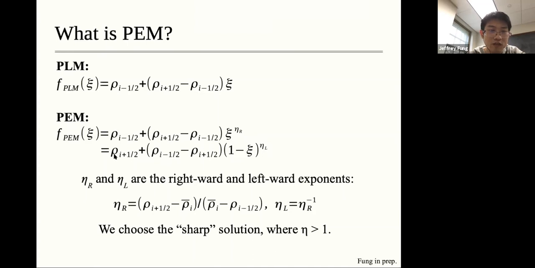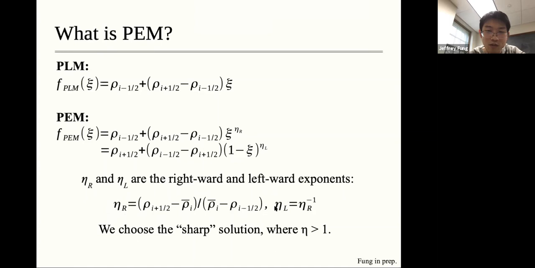You want to make sure that your solution will be the same whether you get a mirror image or not. So you have to choose between one of these two. These exponents, if you just do the simple algebra, you find out that in order for this equation to have an integral that conserves the cell average, these exponents have rather simple expressions. It just looks like this. And then the leftward and the rightward exponents are just inverses of each other.